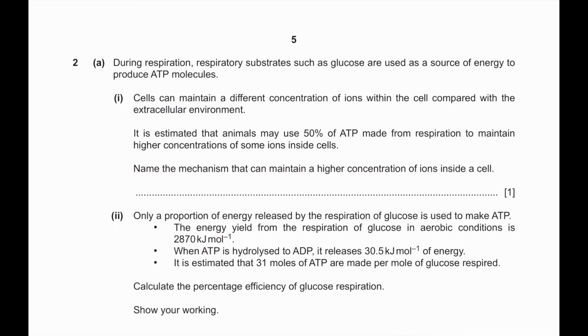Question number 2. During respiration, respiratory substrates such as glucose are used as a source of energy to produce ATP molecules. Cells can maintain a different concentration of ions within the cell compared with the extracellular environment. It is estimated that animals may use 50% of ATP made from respiration to maintain higher concentration of some ions inside cell. Name the mechanism that can maintain a higher concentration of ions inside a cell. Active transport. Active transport can maintain higher concentration of ions inside cell.